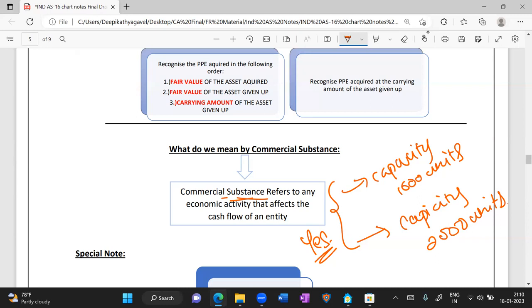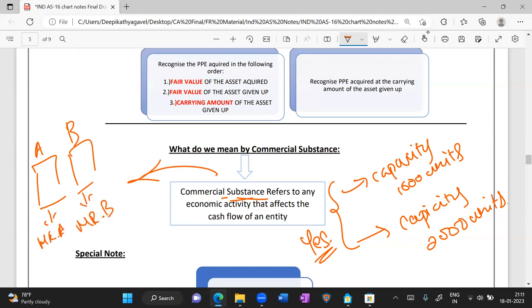Yes, it has a commercial substance. Right, now look at another scenario where a transaction does not have a commercial substance. Let's take, for example, there are two godowns, godown or warehouse, whatever you want to call it, warehouse A and warehouse B. So A is owned by, let's say, Mr. A, and B is owned by, let's say, Mr. B.